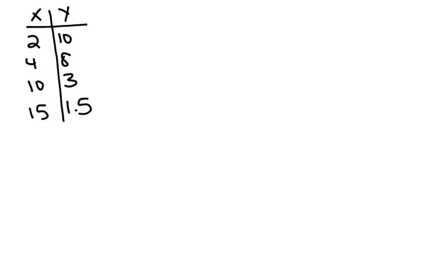Let's try another one. This table has the ordered pairs 2, 10, 4, 8, 10, 3, 15, 1.5. So if you go and put this into the calculator, so put this into L1, put this into L2, and then do your stat plot, you end up with a curve that looks similar to this.